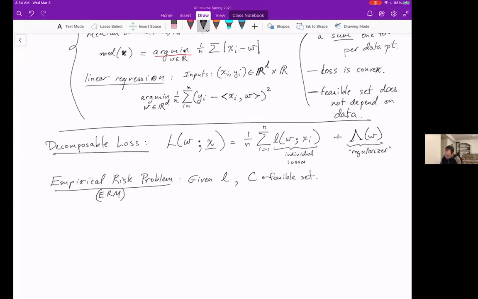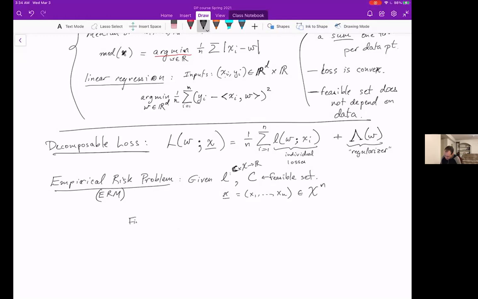And our goal, and so we're given these things and a data set X. So a data set X1 through Xn in some universe to the n. And here the little loss function takes as input an element of C and an element of the universe, and outputs a real number. And the idea is that we want to find a W that makes this loss function as small as possible.